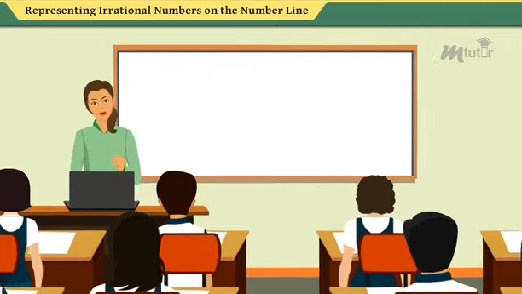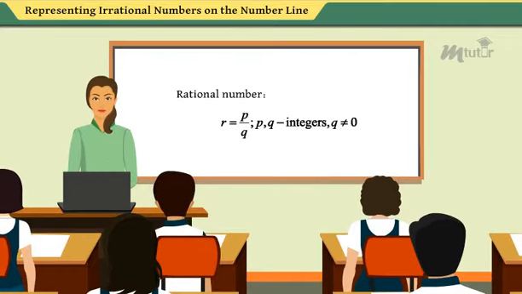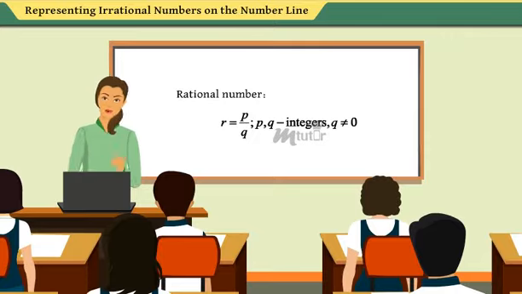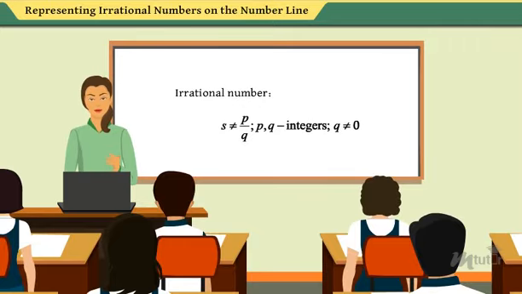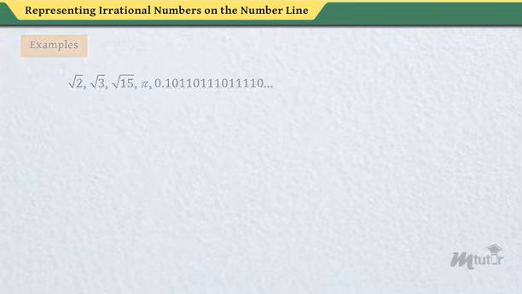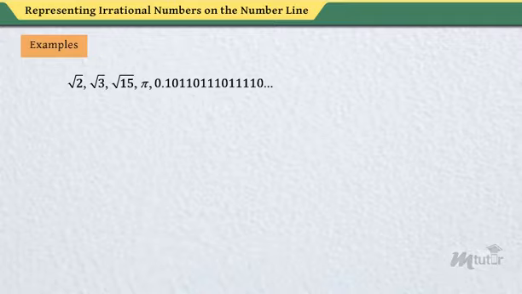Recall that a number r is called a rational number if it can be written in the form p by q, where p and q are integers, and q is not equal to 0. Similarly, a number s is called irrational if it cannot be written in the form p by q, where p and q are integers, and q is not equal to 0. Some examples of irrational numbers are displayed on the screen.